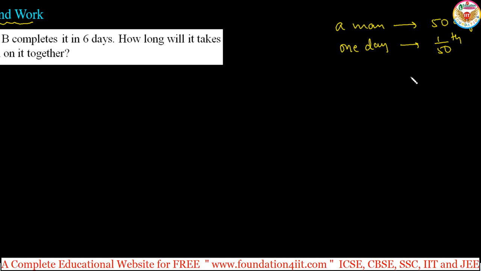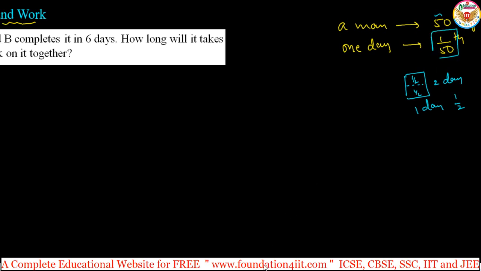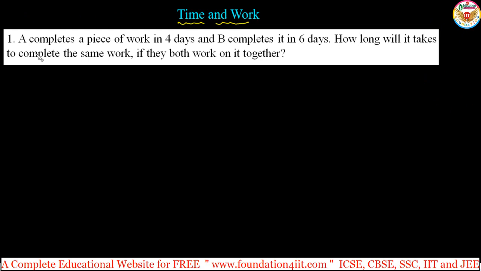For example, if a person can do the complete work in 2 days, then in one day he can do only 1 by 2 part, half of the work, right? Total 2 days, so this must be 1 by 2. That means the reciprocal of this number. If you can do it in 2 days, in one day you can do 1 by 2. Same way in reverse, if a person does 1 by 50th in one day, we can do the work in 50 days. So this number should be the reciprocal, right? Let us see the questions here, then we'll get more idea.